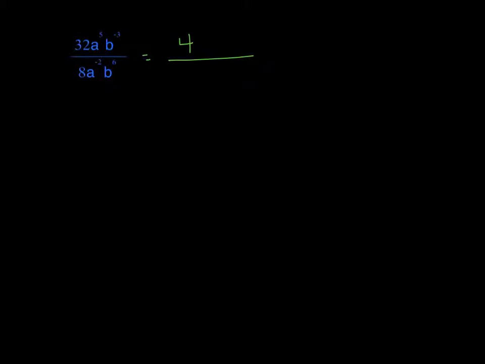Now I'm going to start moving things around. My a to the 5th stays where it is because it has a positive exponent. However, a to the negative 2, I want to make that exponent positive, so I'm going to move it up into the numerator, and that'll make my exponent positive. Then my b to the negative 3 needs to move down in order to make that exponent positive, and my b to the 6th just stays where it is because it already has a positive exponent.